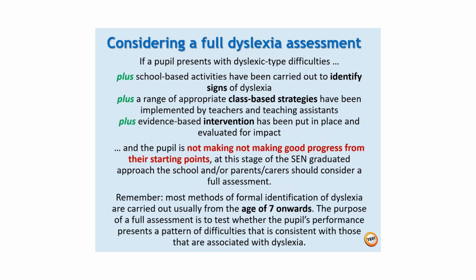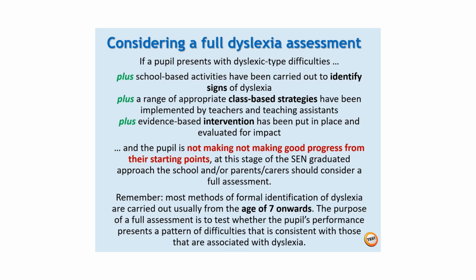Considering a full dyslexia assessment. If a pupil presents with dyslexic type difficulties, plus school-based activities have been carried out to identify signs of dyslexia, plus a range of appropriate class-based strategies have been implemented by teachers and teaching assistants, plus evidence-based intervention has been put in place and evaluated for impact, and the pupil is not making good progress from their starting points at this stage of the SEN graduated approach, the school and/or parents and carers should consider a full assessment.